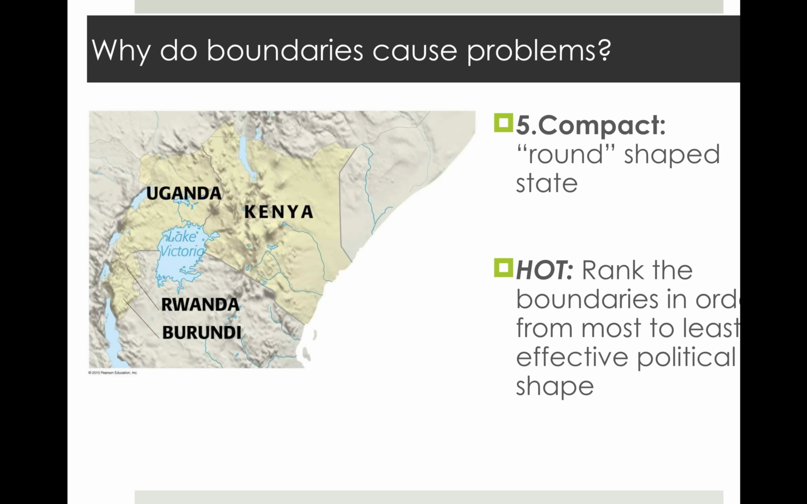It's not elongated. It is not a perforated state. There's no autonomous state within it. It has no enclaves inside of it, or it's not an enclave. It's not being surrounded by another country. So generally speaking, we could qualify Kenya as a round or compact state.